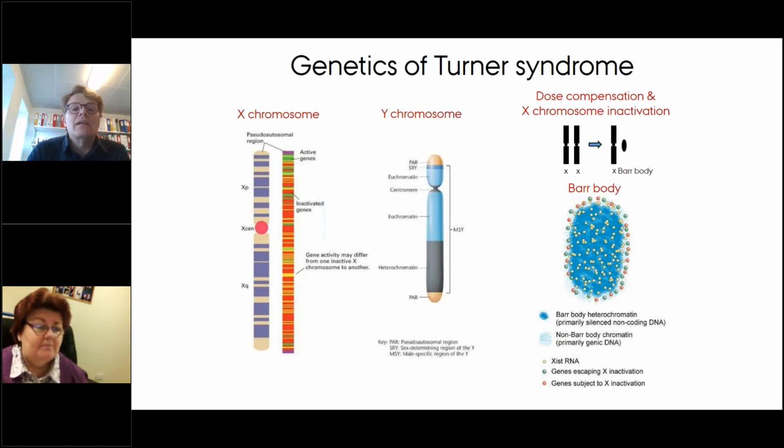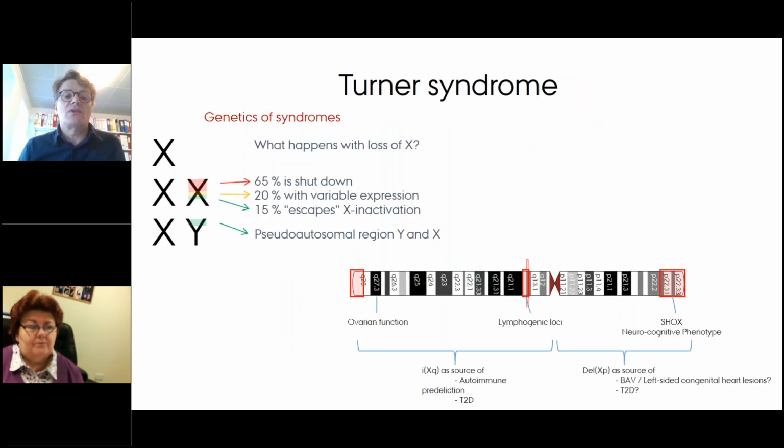But we also know that just like on the Y chromosome, there is a PAR region, or the pseudo-autosomal region, that sits on the tips of the Y chromosome, and a similar region is situated on the X chromosomes. So genes in these regions are normally expressed from both the X and the Y chromosome, and in normal females, they're expressed from both the X chromosomes. So genes residing there may also play a role in Turner syndrome.